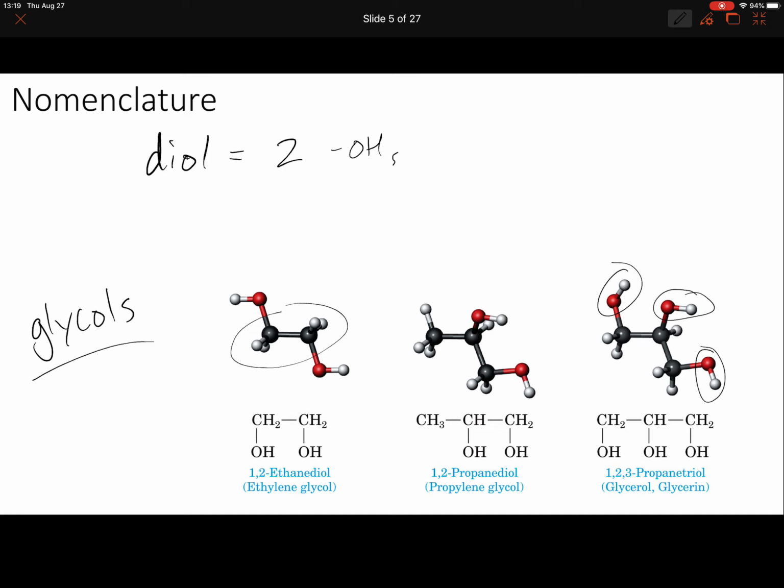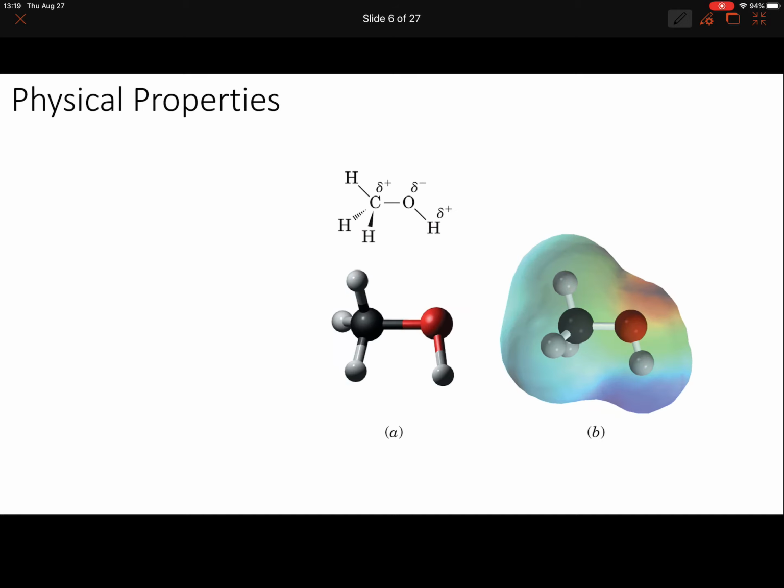All right, let's talk about physical properties. This is showing you that alcohols are polar molecules. So the carbon-oxygen bond is here, and the oxygen-hydrogen bond here are both polar covalent. So this goes back to oxygen being more electronegative than the other two. And so electrons are being pulled in those directions in these bonds.